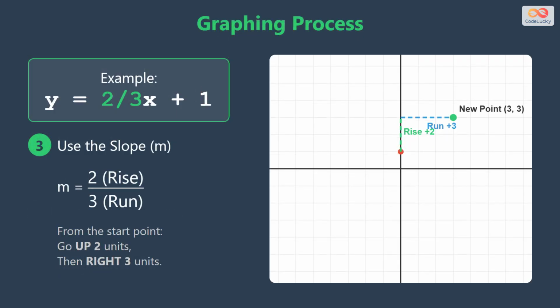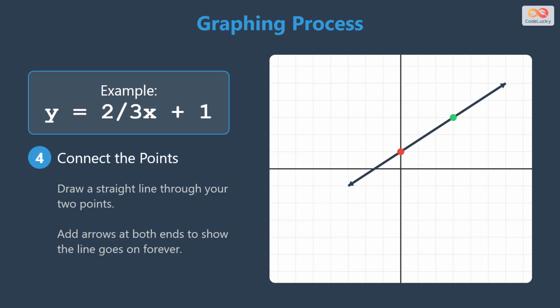Step 2 is to use the slope to find our next point. Our slope is 2/3. The top number, 2, is our rise, so we count up 2 units. The bottom number, 3, is our run, so we move right 3 units. This lands us at the point (3,3).